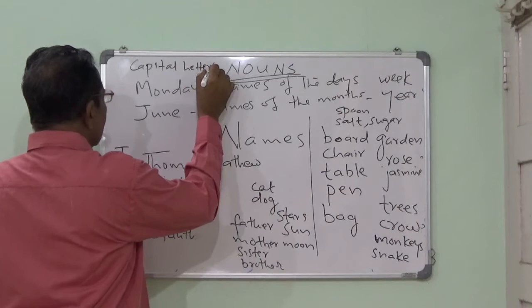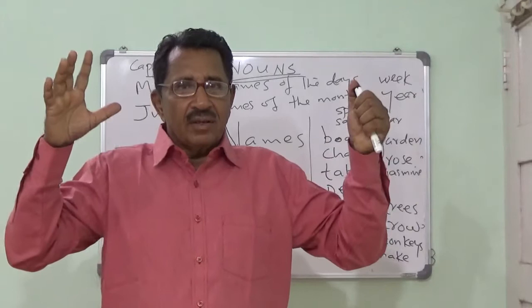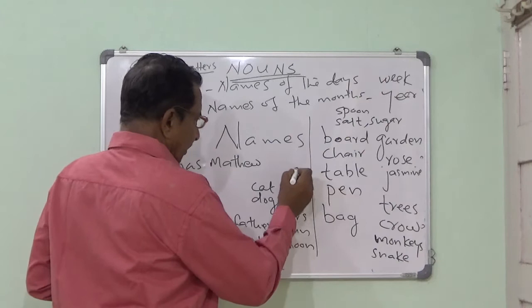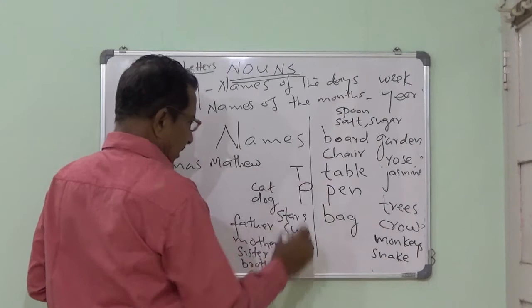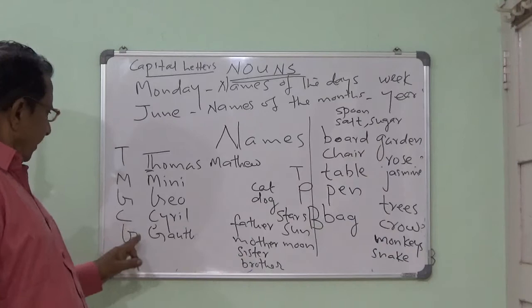English alphabets, we can write in two ways. What are the two ways? One is the big way, or you call capital. Capital. The other is small. You remember? See, these are, for example, small. The big T is like this. This is small p. The big P is written like this. This is small b. The big B is written like this. Like this.